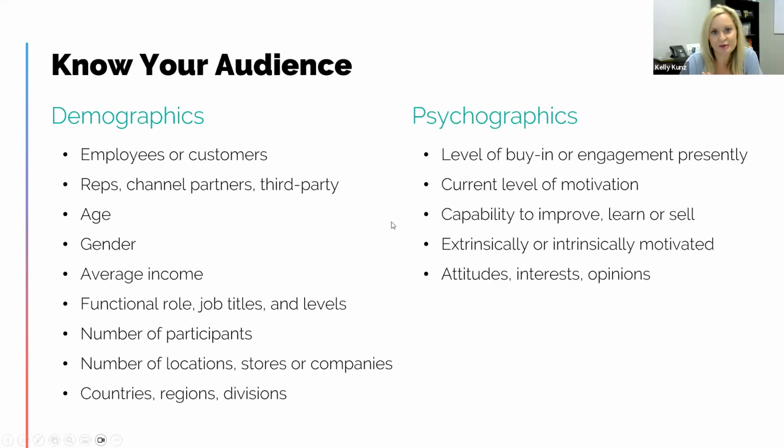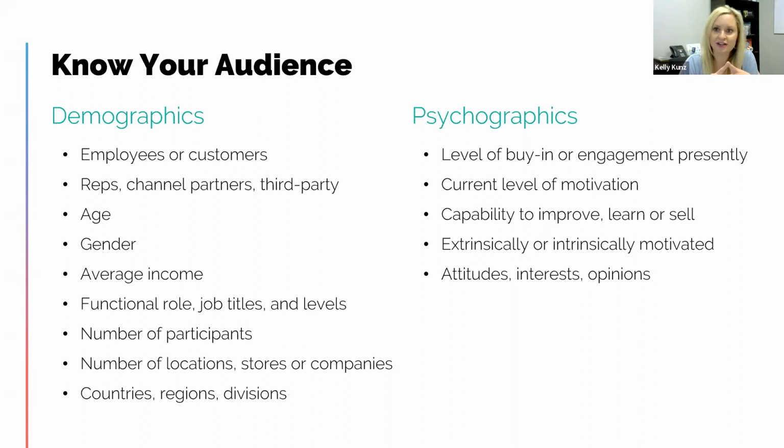The second element of consideration is psychographics. And so how are those different than demographics? Demographics might be the characteristics, but psychographics are what people value, what matters to them, because that will help determine their level of engagement with the program now and in the future.